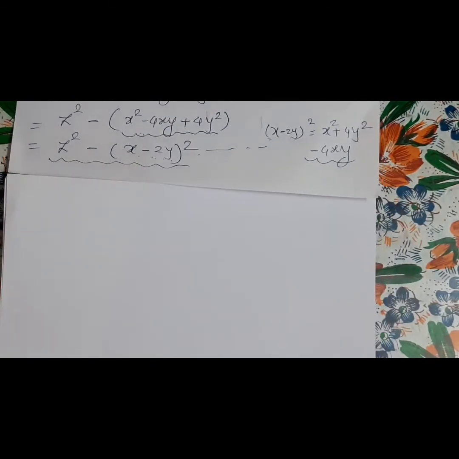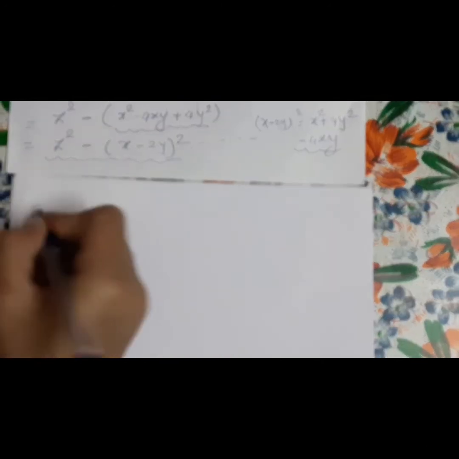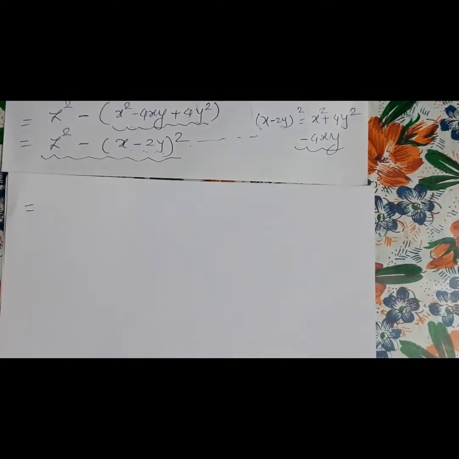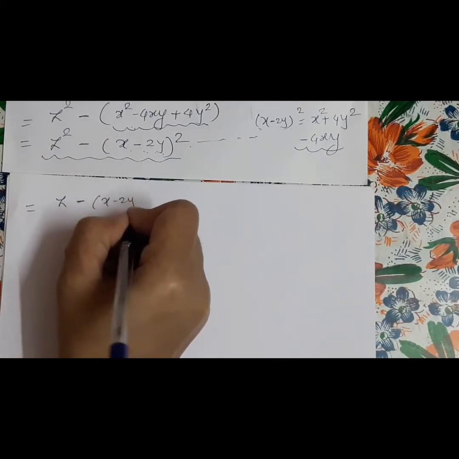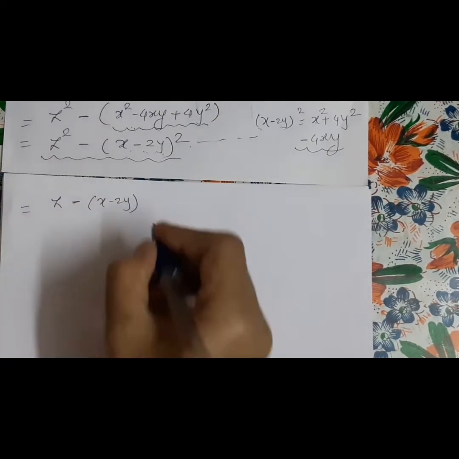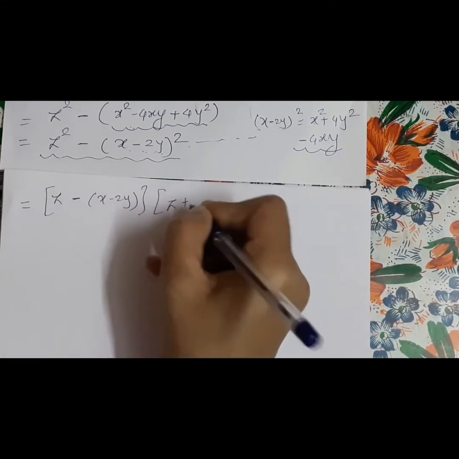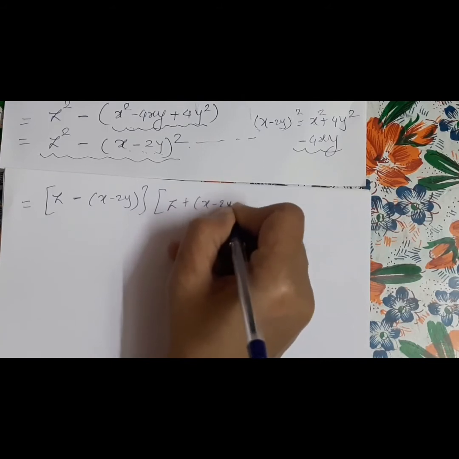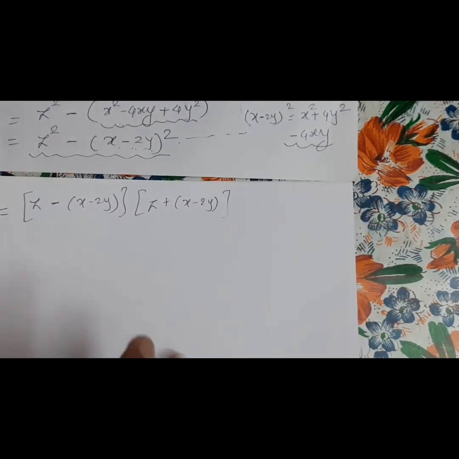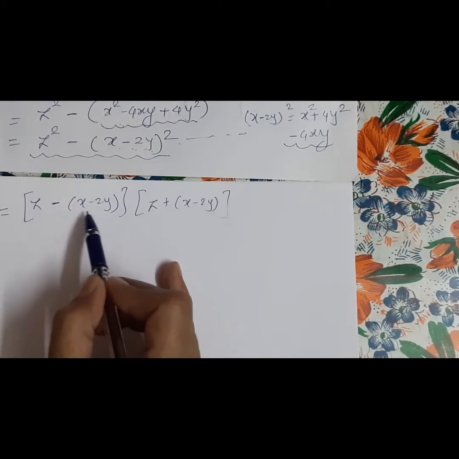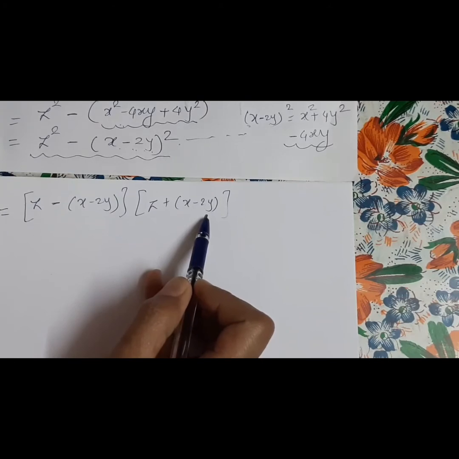So this is z square minus (x minus 2y) square. What will be the next step here? It is z minus (x minus 2y) and z plus (x minus 2y). So these are the two factors, that is (x minus y) into (x plus y). That formula we used here.